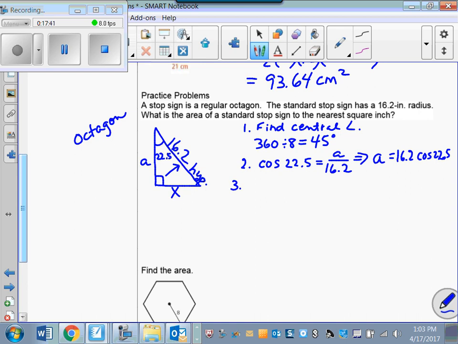So what do we got? We know that x is the side opposite, so we're going to use sine. The sine of 22.5 equals the side opposite over the hypotenuse. Therefore, x equals 16.2 times the sine of 22.5.